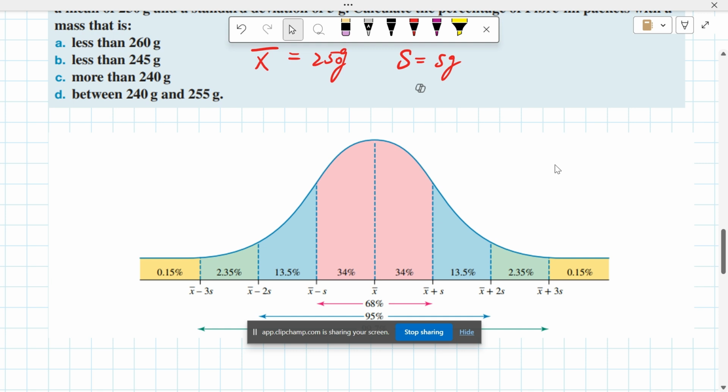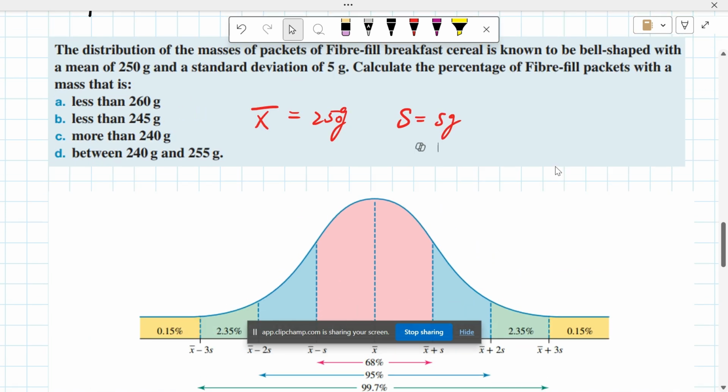So less than 260. What we do is, let's have a look. Calculate the percentage of... Once you have a question like this one, what we could do is find out 260. 250 plus 2 times 5 is 260 grams. So that's basically the mean plus 2 standard deviations.